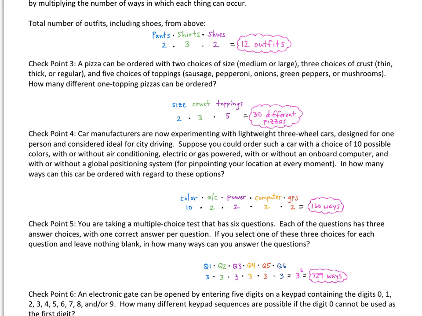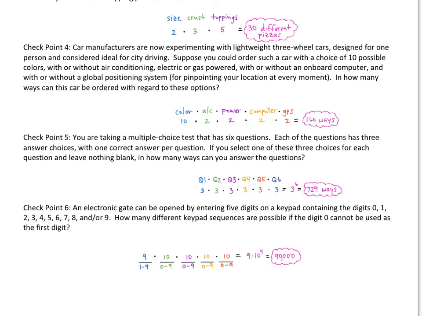So I want you to use this kind of concept. Set up checkpoint 6. Set up using that fundamental counting principle for a keypad sequence. Read through it, set it up, and see what you get. Check back in a second.